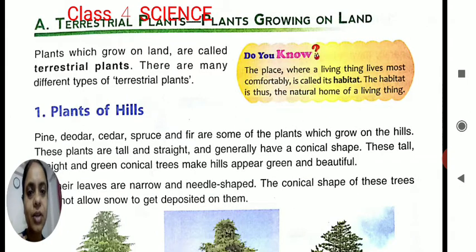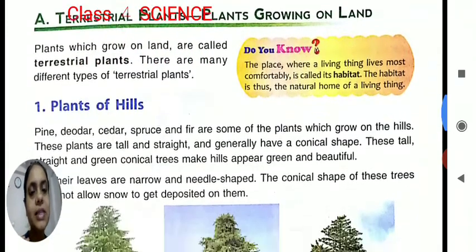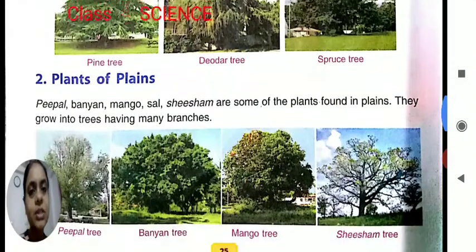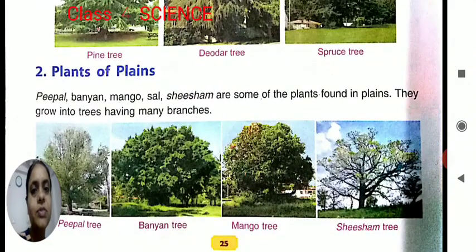That was plants on hills. Those examples were pine, deodar, kedar, spruce and fir. Those plants which used to grow on the hills are straight and long, and they are in conical shape. Then the next terrestrial plants were plants on plains, in which we have learned about peepal tree, banyan tree, mango tree, sal tree, shisham tree. So these trees are found here in the plains.